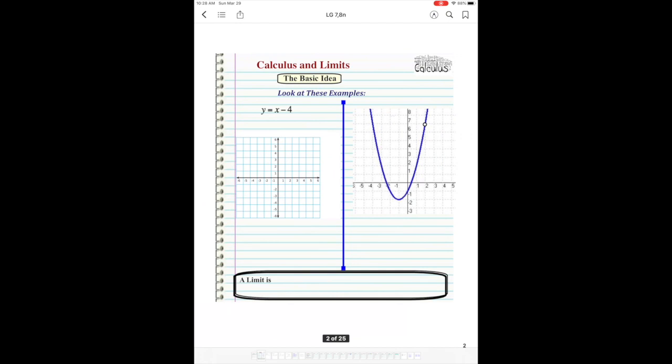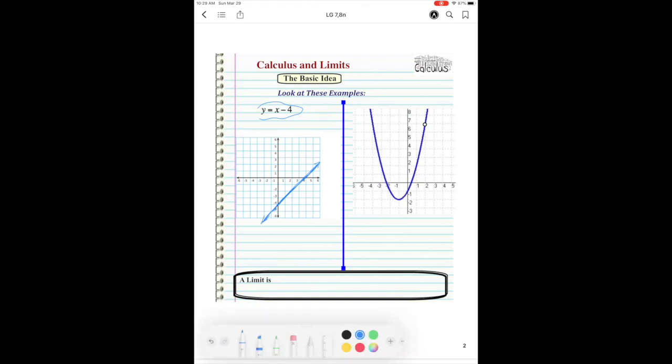All right, let's look at some other examples. First of all, let's graph this function right here. We go minus 4 is the y-intercept and the slope is 1, so we go up. And so we have a graph.